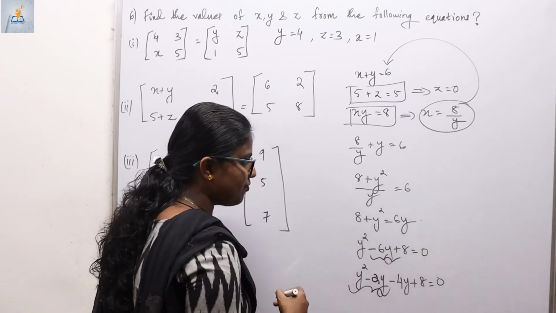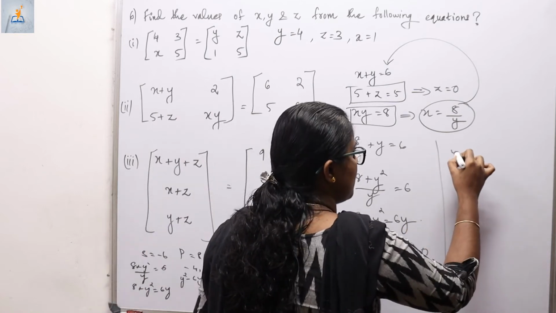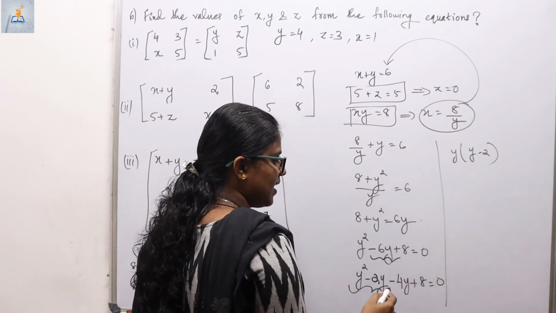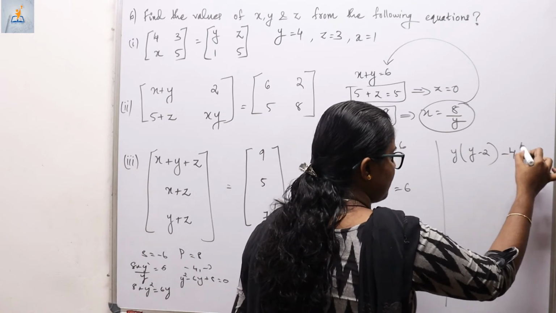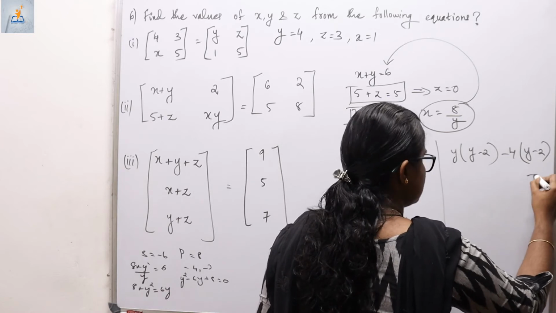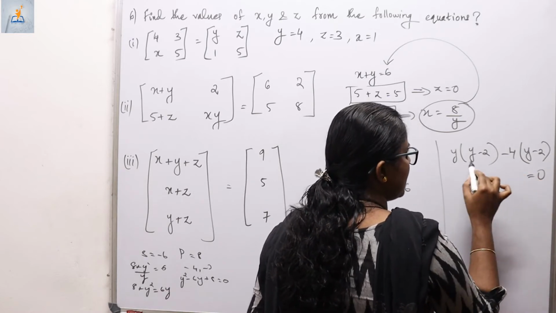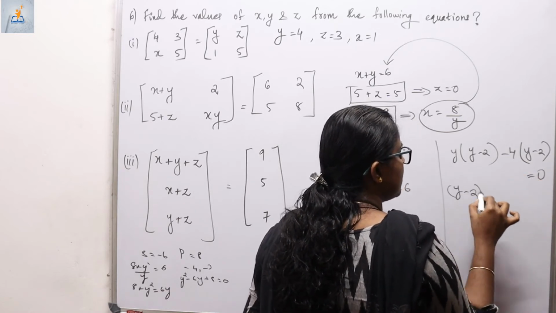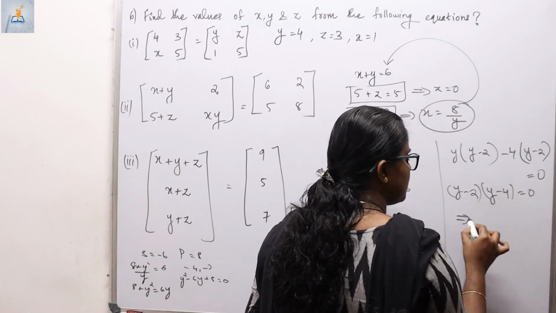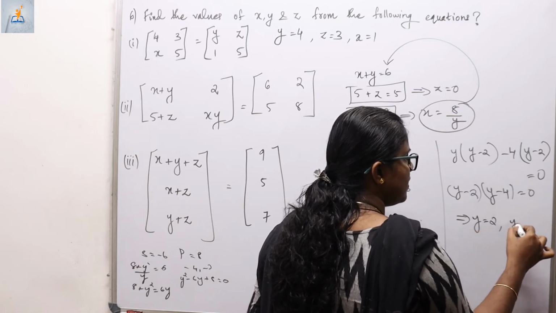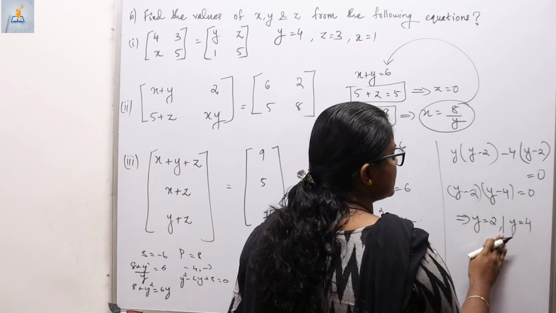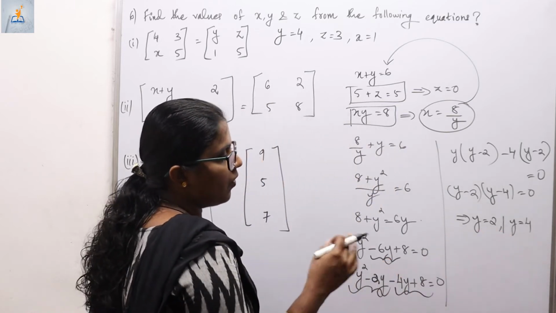Taking y common from the first two terms, we will get y times y minus 2. Again, taking negative 4 common, we have y minus 2 is equal to 0. So taking y minus 2 as common, we have y minus 2 into y minus 4 is equal to 0, which implies y is equal to 2 or y is equal to 4. So y has two possibilities. Y is either 2 or 4.